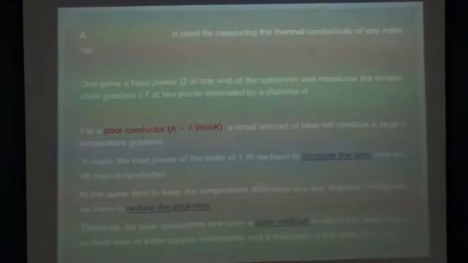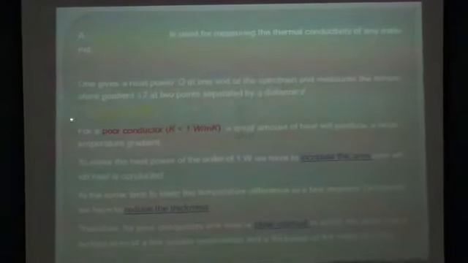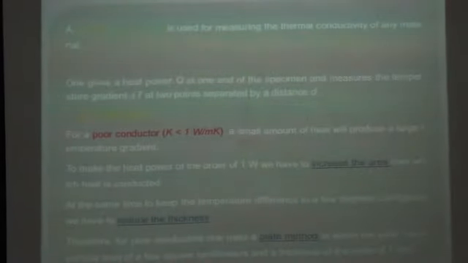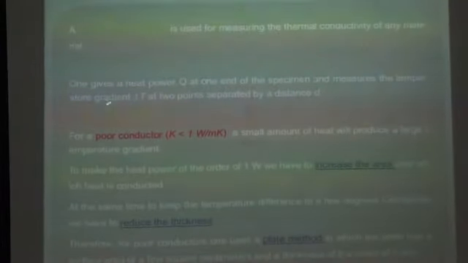Again the same thing, thermometry, that's why the steady state method is used. But the problem here is Q is equal to KA ΔT over d. For a poor conductor, the value of K is much smaller than 1, so a small amount of heat will produce a large temperature gradient. ΔT will be equal to Q over K, K now comes to the denominator, so the smaller the value of K, the larger the value of ΔT. So we have to control the value of ΔT.